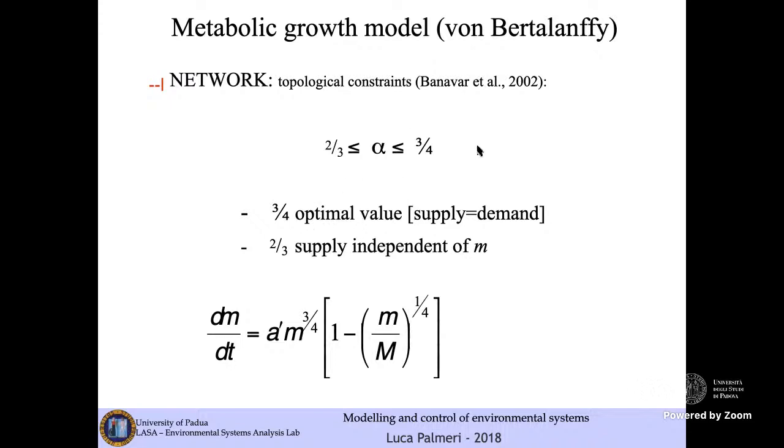In the case of a three-quarter exponent, Banavar and Coulter demonstrate that we are in an optimal situation in which the supply is exactly what is demanded for growth. So supply is equal to demand; this is the upper limit reported. In the case of a two-thirds exponent, the network is oversupplied, meaning that supply is independent of the dimension of the organism itself. This means that if we want to describe limited growth, the exponent should be in the range two-thirds to three-quarters, and the closer the exponent is to three-quarters, the more the growth is limited.